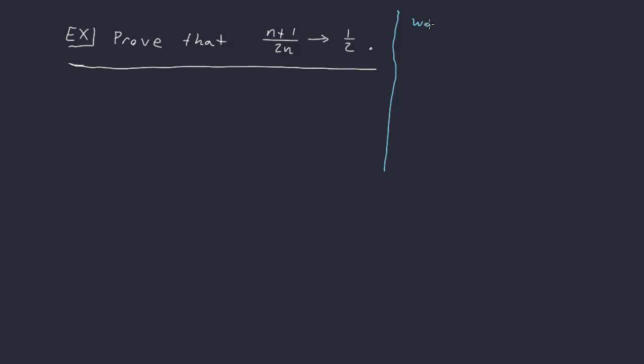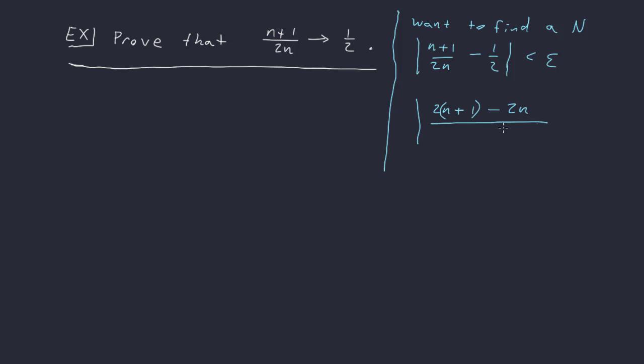So here's what we want. We want the distance between n plus 1 over 2n and 1/2 to be less than epsilon. And specifically, when you want to find n's, or we want to find a capital N where everything past this will happen. Okay, so I'm going to simplify the inside of this absolute value. So I'm going to do the fraction arithmetic here. I'll get 2n plus 1. So I'm going to do the cross multiplication thing. Minus 2n all over 4n.